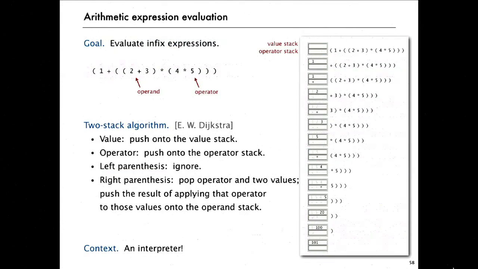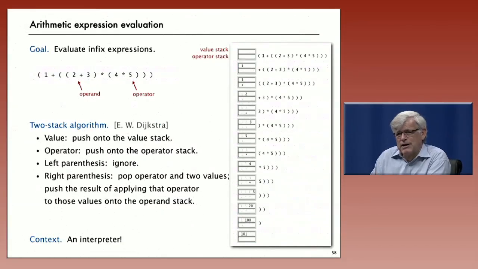Now, a specific example that really shows this off, and also illustrates the utility of being able to process multiple types of data with the same code, is Dijkstra's two-stack algorithm for arithmetic expression evaluation. So the goal is, you've got an arithmetic expression. This is actually just a simple stand-in for a program, and we'll talk about that in a second. But let's say arithmetic expressions, where you have operands and operators, and you want to evaluate it.